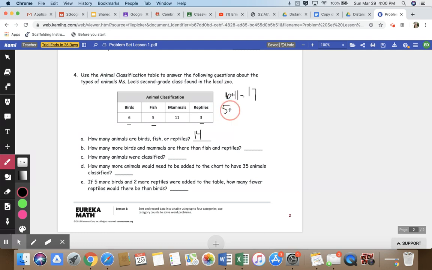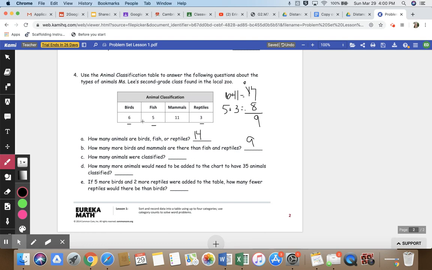So I'm going to subtract my two totals. So 17 minus 8 is going to give me 9 more birds and mammals than fish and reptiles. If I want to do that over here on my chart, I can, or in my vertical method, I can go ahead and do that there. Next it says, how many animals were classified?